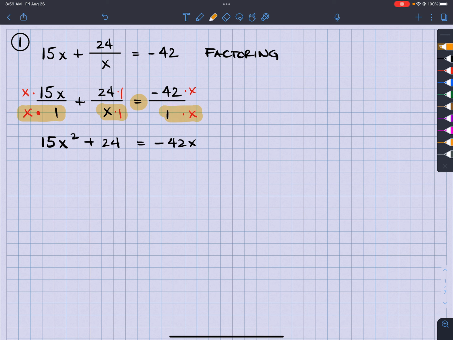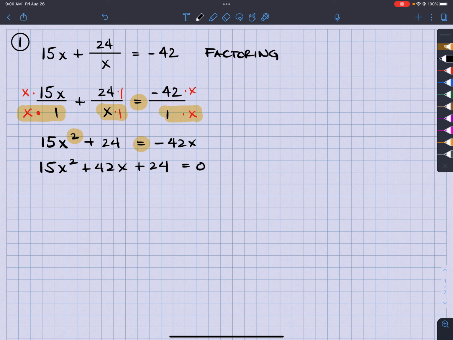And since I see a square term and an equal sign, I should think quadratics. So that means get everything to one side. So that's what I'm going to do. 15x squared, add the 42x over, and plus the 24, so it's equal to 0. So when I talk about quadratic equations, what we're trying to do is get everything to one side so that we have a non-zero side and a 0 side.